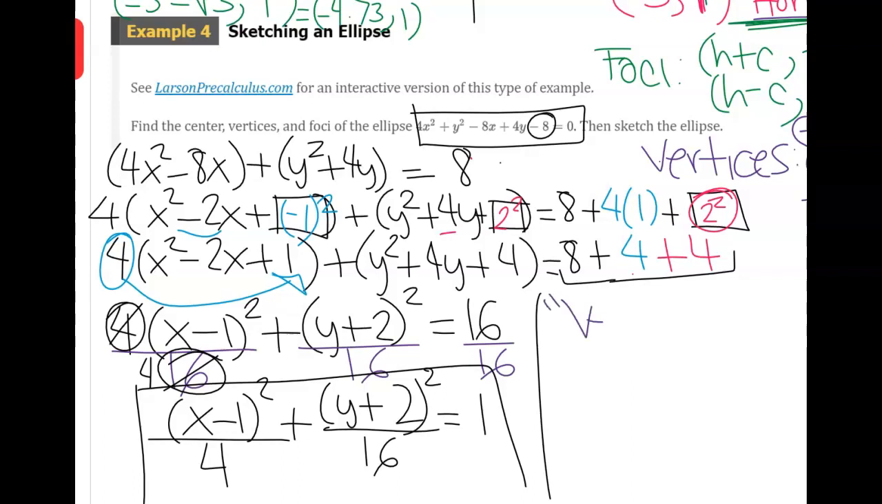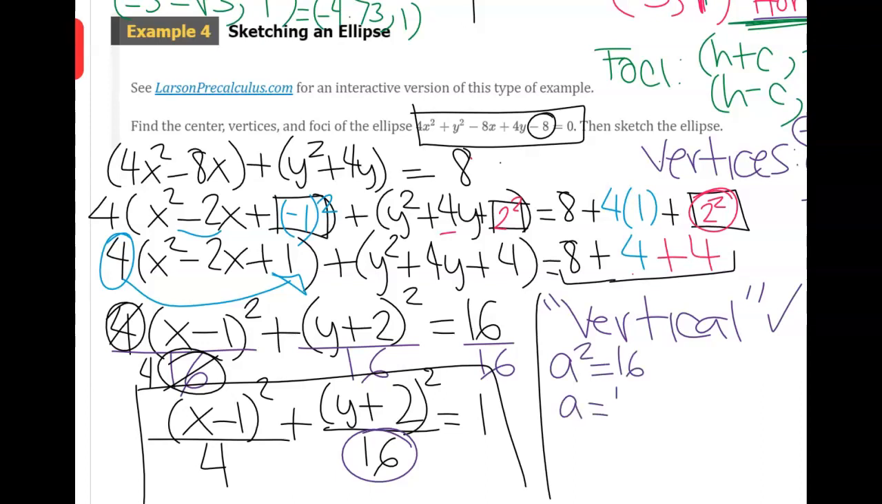So now in this case, you could see that we're going to have a vertical ellipse. Why? Because the denominator of the y squared is bigger. So that's how we know it's vertical. So that tells me that a squared is 16. So therefore, a is 4. And we know that b squared is coming from here. So it's a 4. So therefore, b is equal to 2.